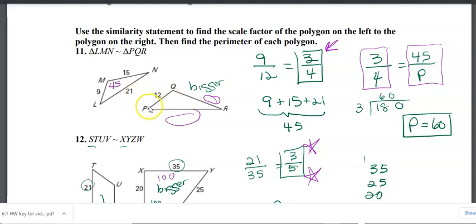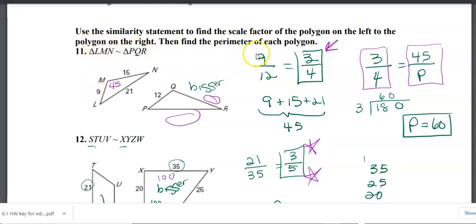Let's see if we can get a scale factor. The only number I have to the triangle to the right is 12. That's PQ. Put 12 in the denominator because it's the triangle to the right. The triangle to the left goes first. Just like you read from left to right, you look at these triangles from left to right. So PQ matches what? PQ matches LM.